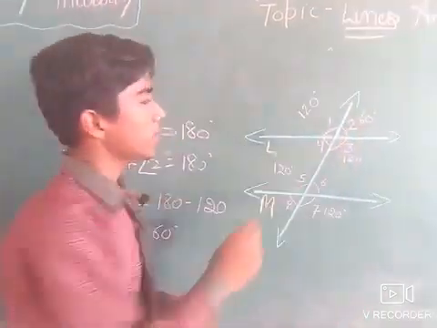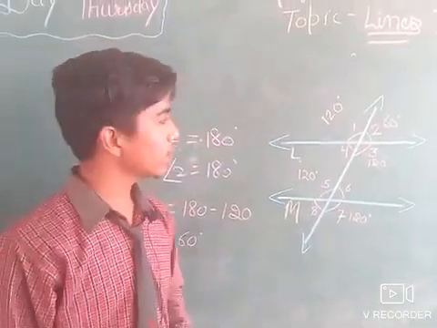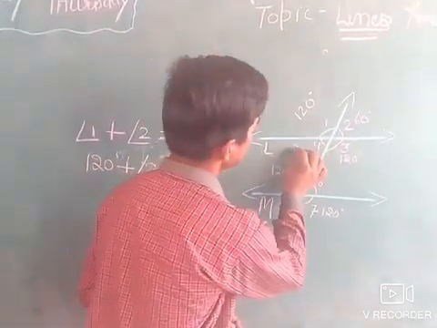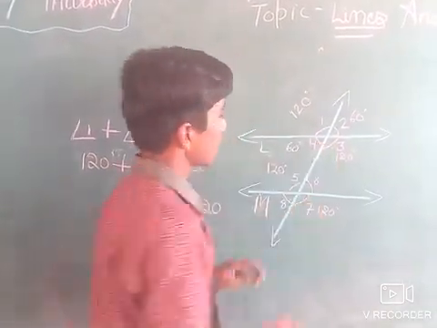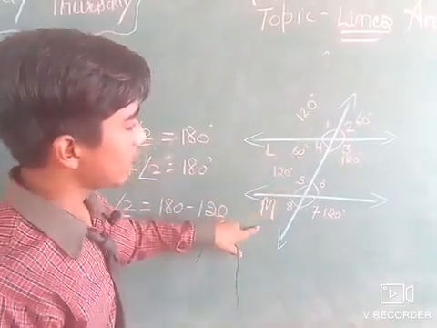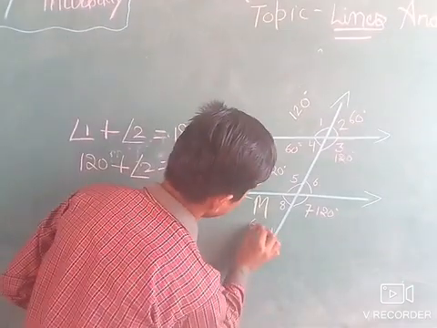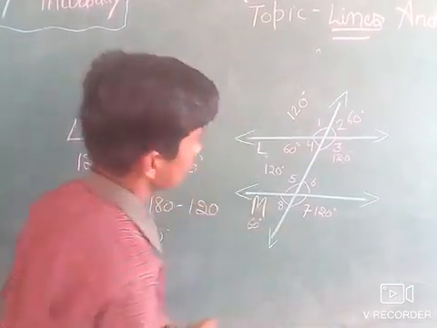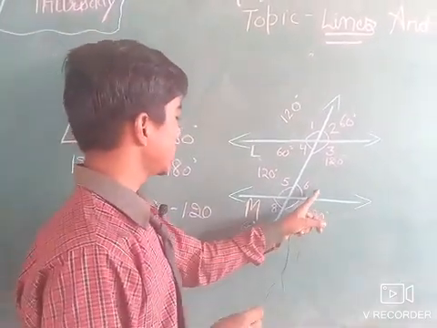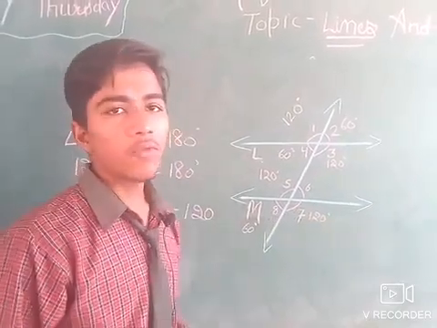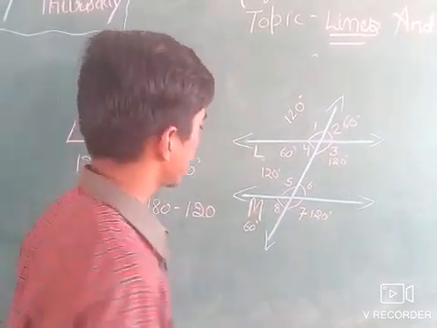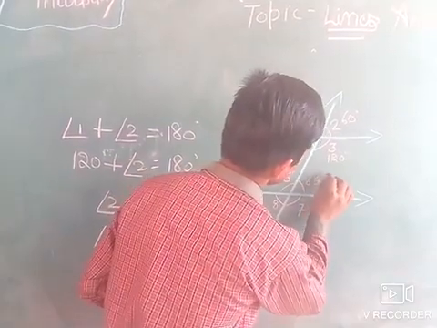Angle 2 and angle 4 make a pair of vertically opposite angles. So this angle is also 60 degrees. Angle 4 and angle 8 also make corresponding angles. So angle 8 is also 60 degrees. Now angle 6 and angle 8 make a pair of vertically opposite angles. Now this angle is also 60 degrees.